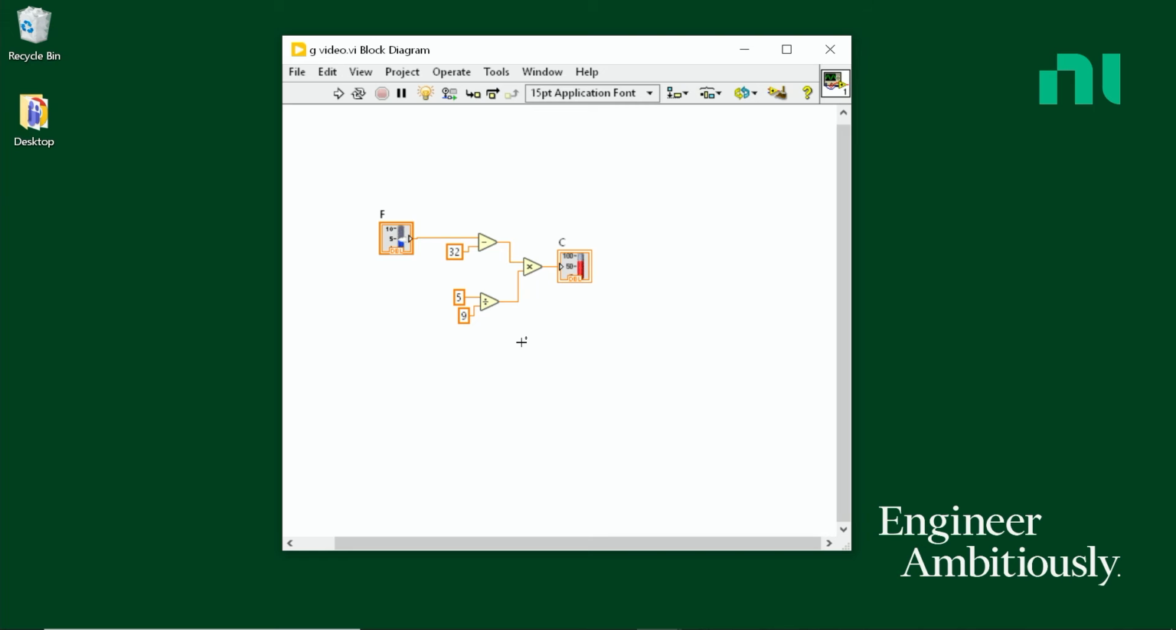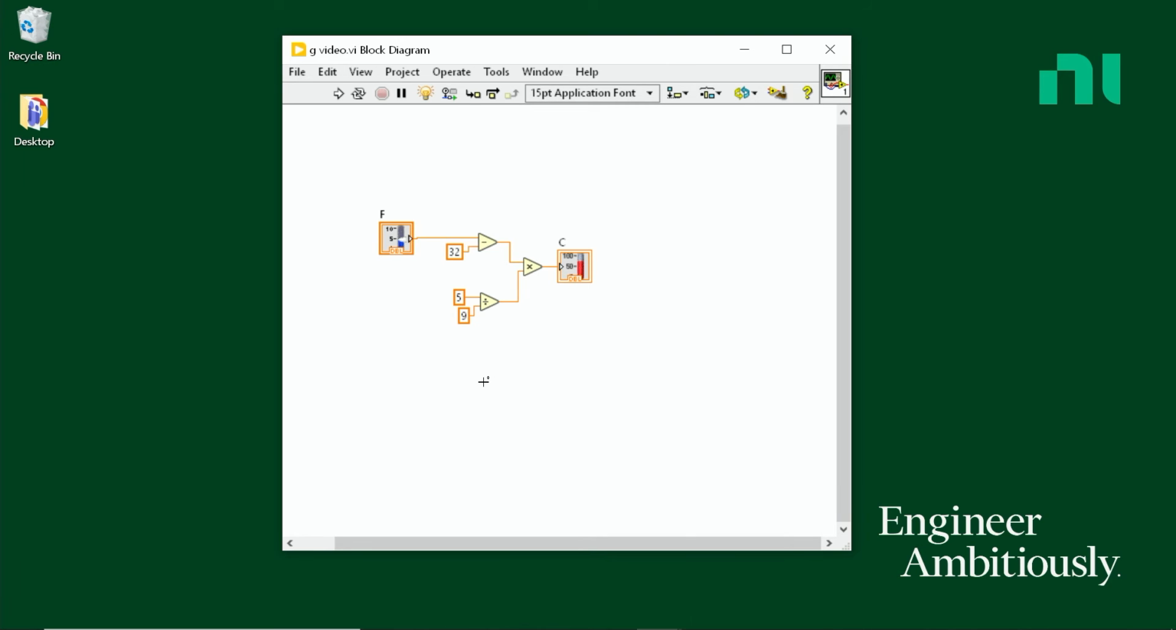Now, LabVIEW's data flow logic also means that parallel programming is inherent to LabVIEW. If two functions aren't connected or wired in any way, they're going to run at the same time. For example, here, the subtract and the divide.